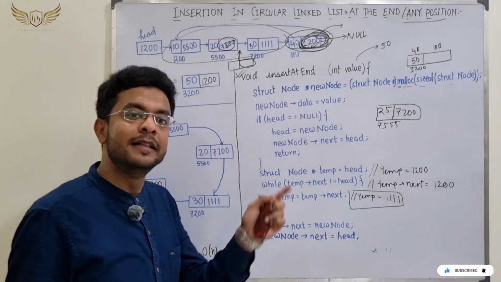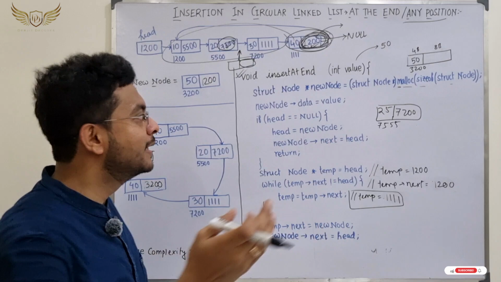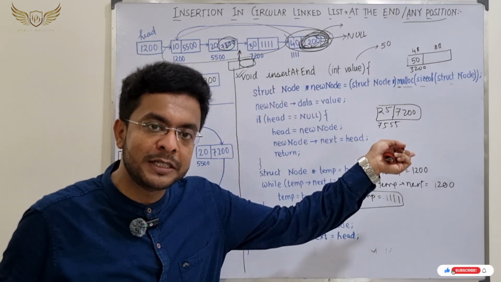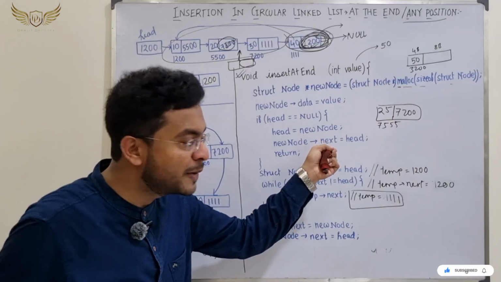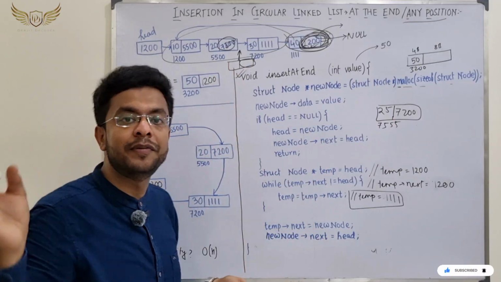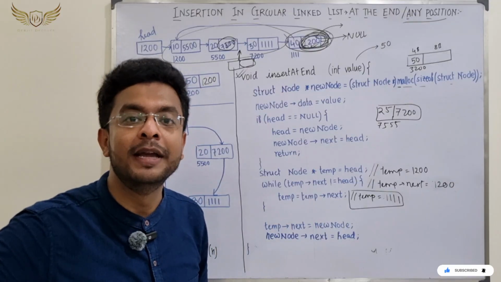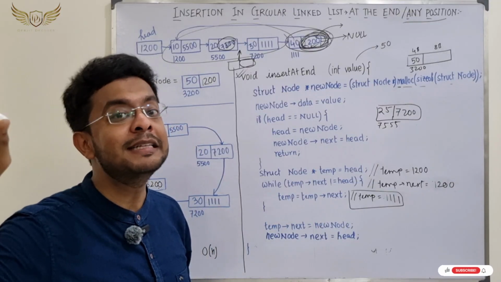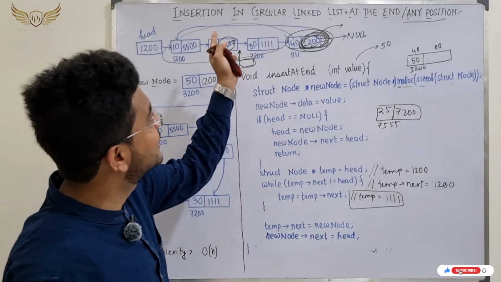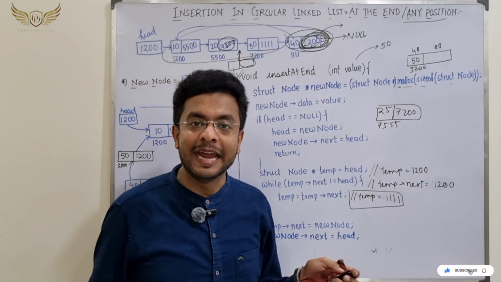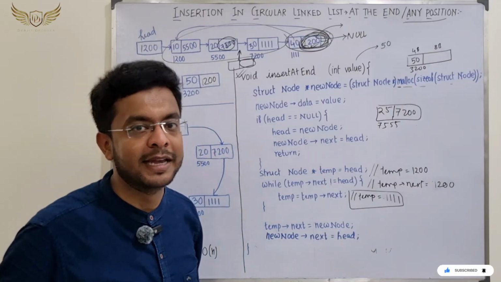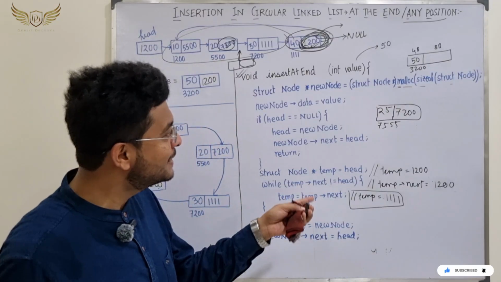If it is the beginning, then you see the previous video. If it is the end, then call this function. Any position means it can be any position. If it is at the beginning, call the previous video's function. If it is at the end, call this function. And if it is apart from the beginning and end, you simply take the reference from the video we have already shown for any position in a single linked list. So this is all about insertion in a circular linked list at the end or any position. In case of any position, the time complexity would be order of n once again. So that is all.